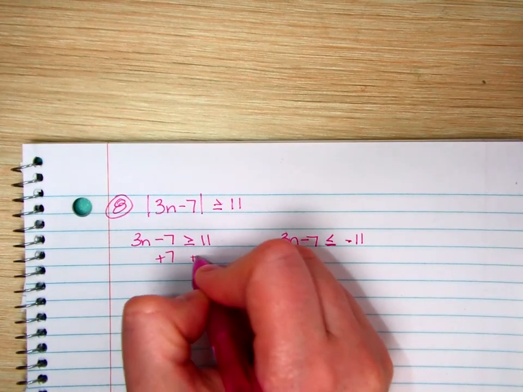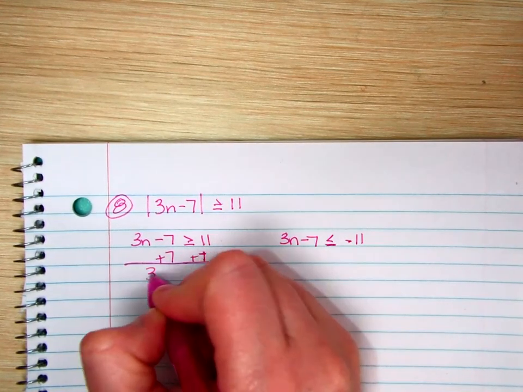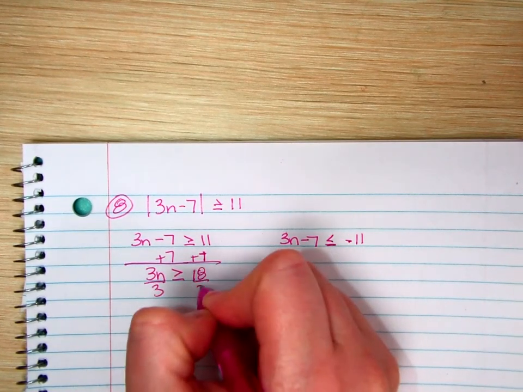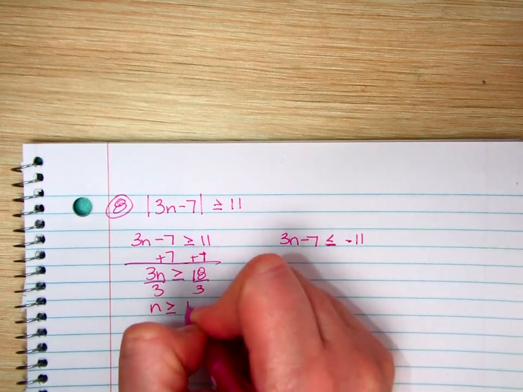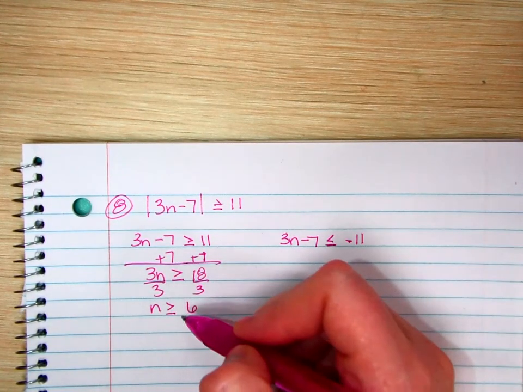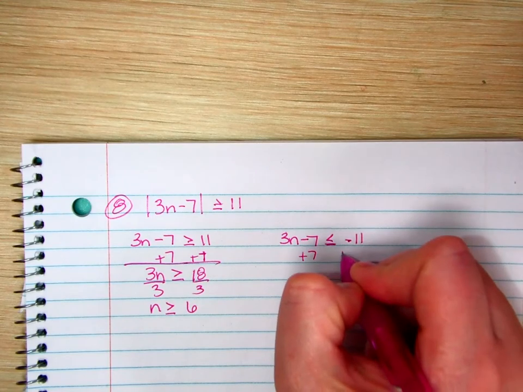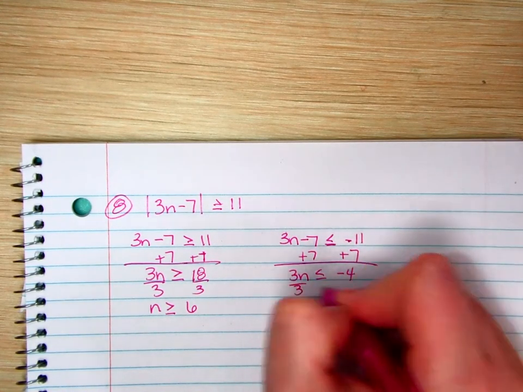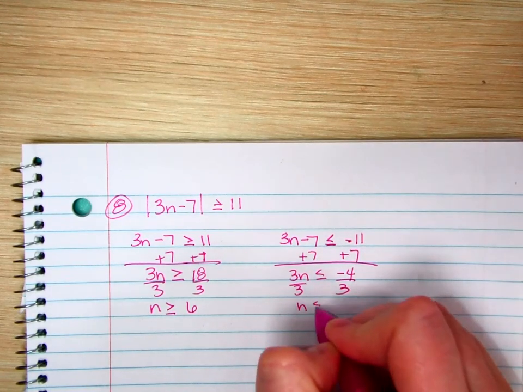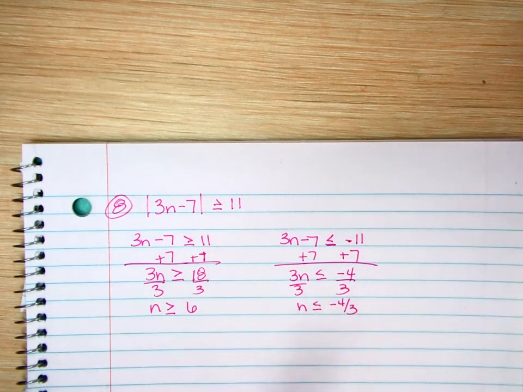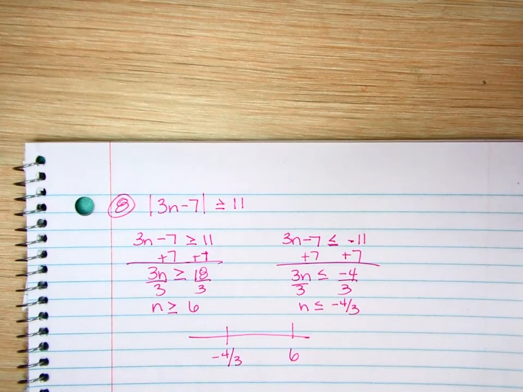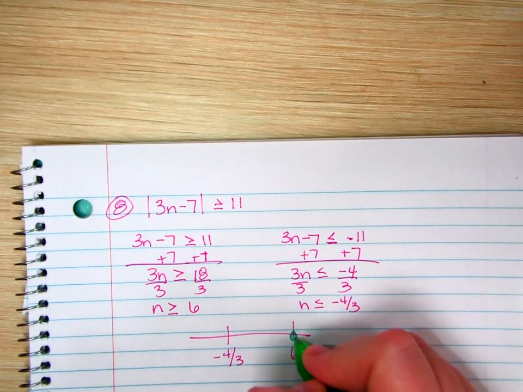Plus 7, 3n is greater than or equal to 18, divided by 3, n is greater than or equal to 6. Do not have to switch any signs because we didn't multiply or divide by a negative. Plus 7, 3n is less than or equal to negative 4, divided by 3, n is less than or equal to negative 4/3. Number line. Negative 4/3, 6. These are closed circles.